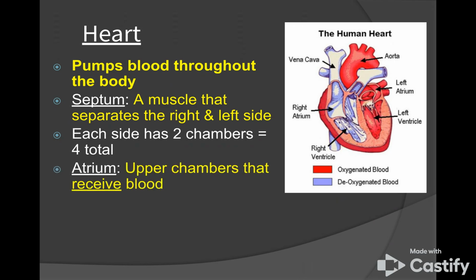The atrium are the upper chambers that receive blood. So this left atrium receives oxygen-rich blood from your lungs. This right atrium receives deoxygenated blood, or blood that has had the oxygen taken out of it, from your body.